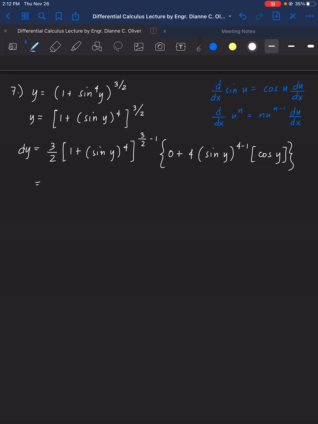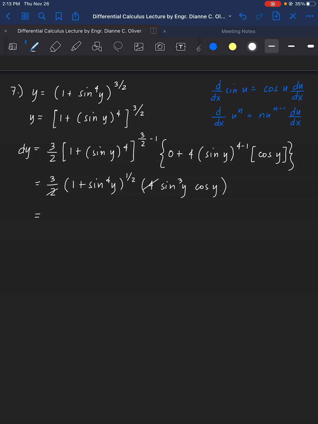And let's simplify. This becomes 3/2, then 1 plus sine to the 4th raised to 3/2 minus 1, which is 1/2. Then we have here 4, then sine raised to 3 y, because that is 4 minus 1, then cosine y.